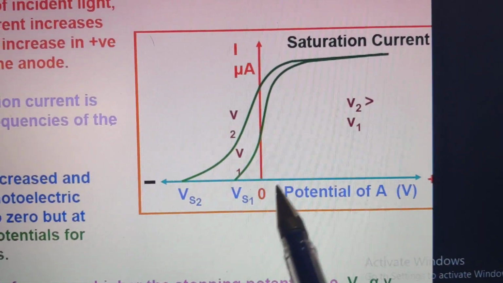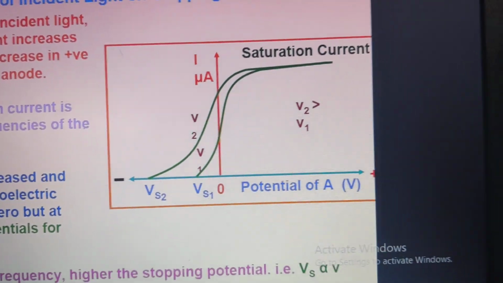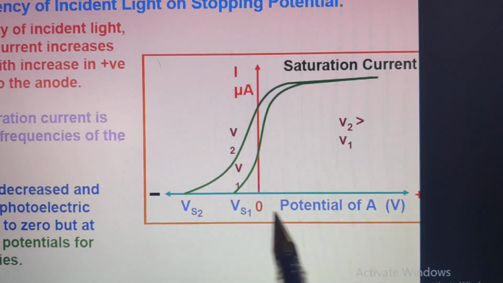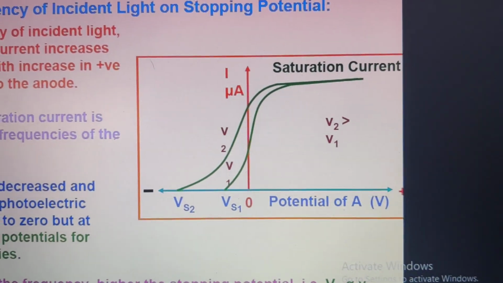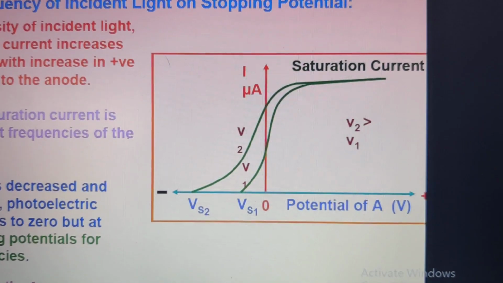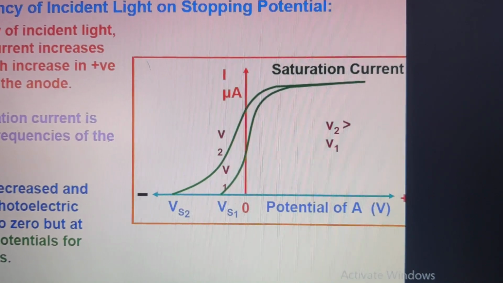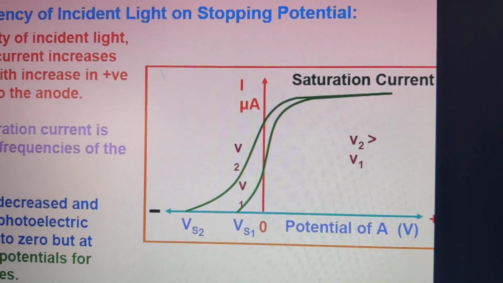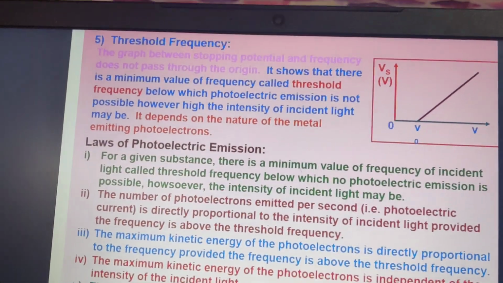These are the typical behaviors of the I-V characteristics of the photoelectric current, and my x-axis is the potential of the anode, which I can measure in volts. So from this plot we can also suggest that Vs is proportional to ν.